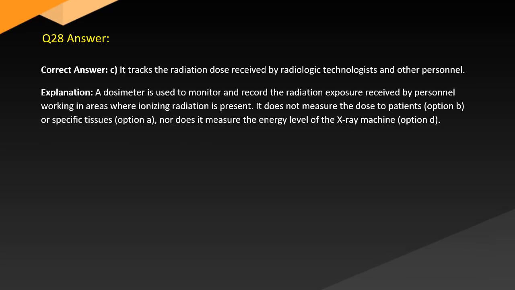Answer. Correct answer: C. It tracks the radiation dose received by radiologic technologists and other personnel. Explanation: A dosimeter is used to monitor and record the radiation exposure received by personnel working in areas where ionizing radiation is present. It does not measure the dose to patients, option B, or specific tissues, option A, nor does it measure the energy level of the X-ray machine, option D.